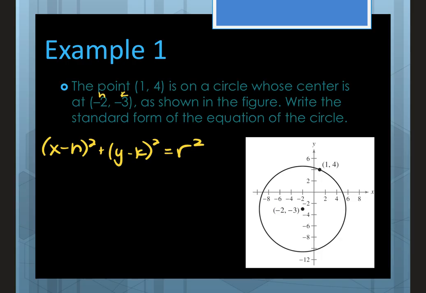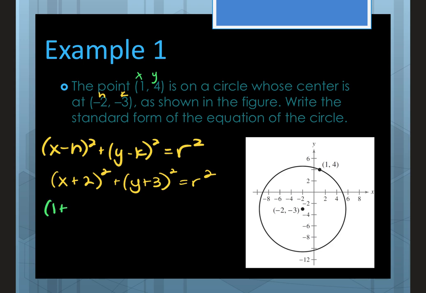So I would get x minus a -2, which becomes +2. The sign always changes. Plus y minus a -3, which becomes +3, squared, equals r squared. Are x and y the 1 and 4? Good. There's a couple different ways to find your r squared. One, and I think the easiest, what I would recommend, is if they give you another point, make that point your x and y. Then when you plug those in, you'll only have r as your unknown and you'll solve for it.